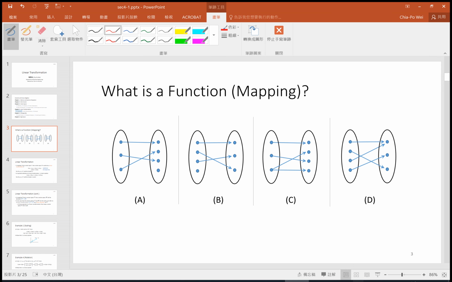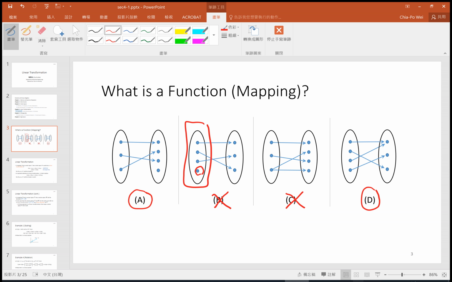The correct answer is that figure A and figure D are functions, while figure B and figure C are not. Because for a function, every element in the input space must have a mapping, but there is one element in the input space of B that does not have a mapping, so figure B is not a function.